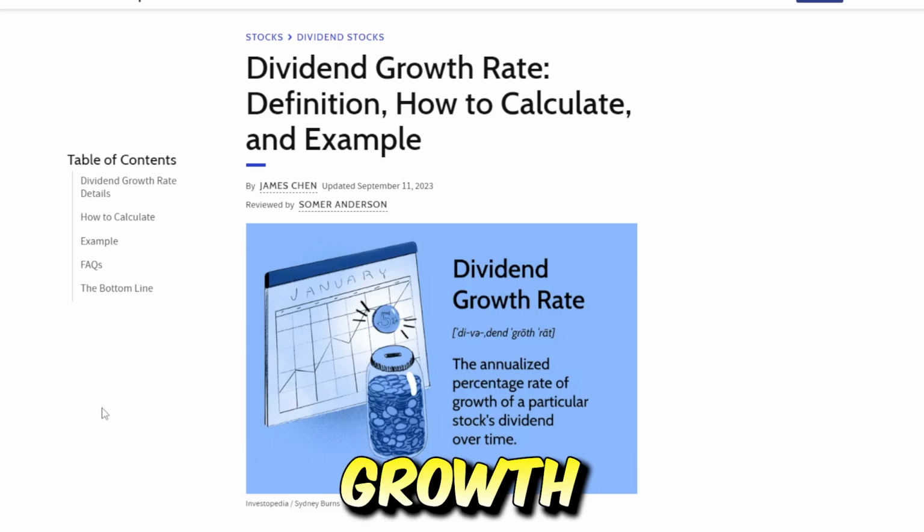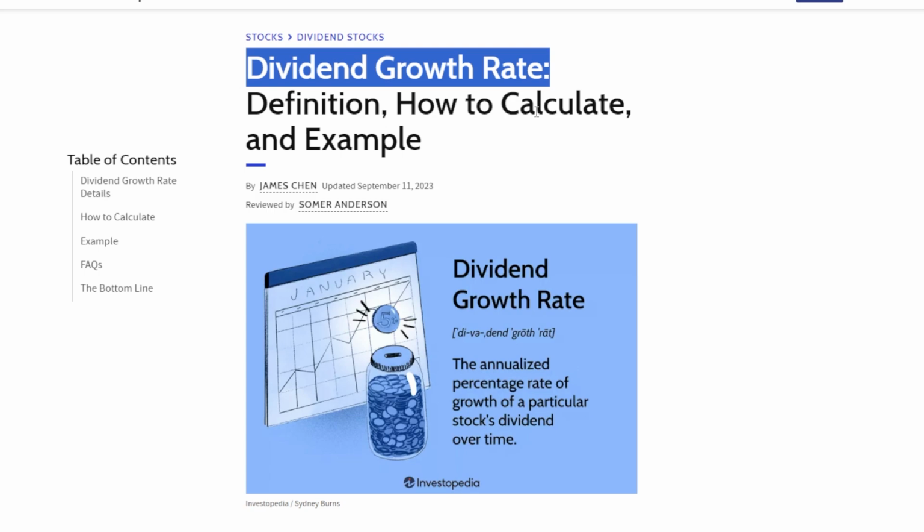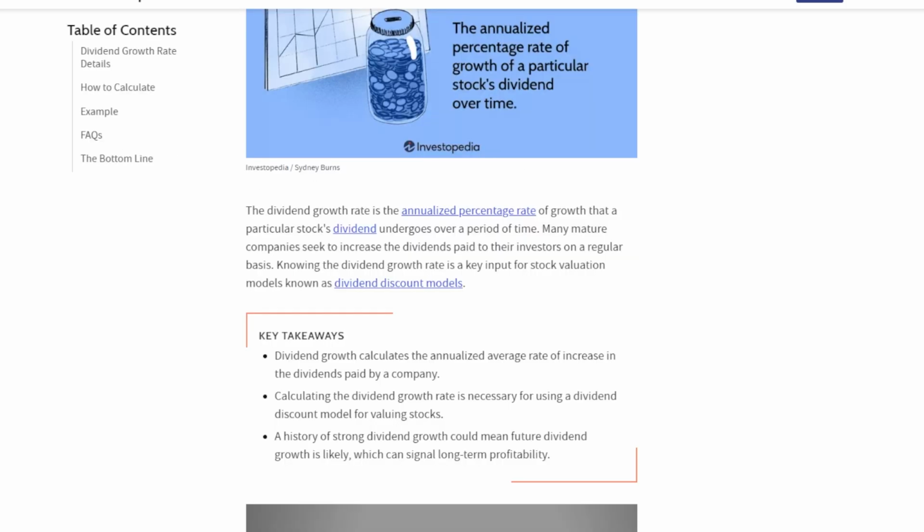So when it comes to dividend growth investing, one of the metrics that I have found to be as close as possible to an infinite money glitch, meaning that money just keeps getting bigger and bigger and really starts to rain down, is the metric dividend growth rate. Now, according to Investopedia.com, dividend growth rate is an annualized percentage rate of growth that a particular stock's dividend undergoes over a period of time.